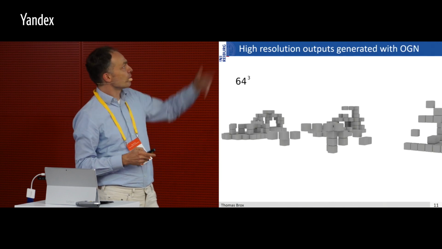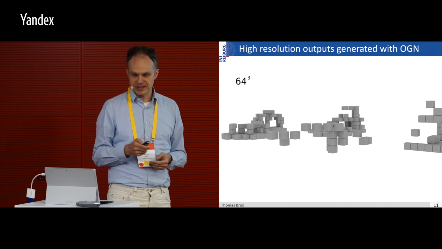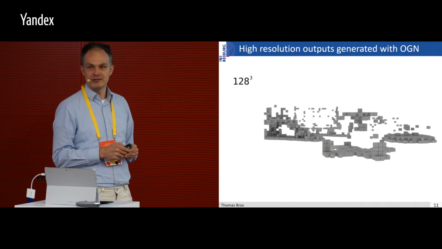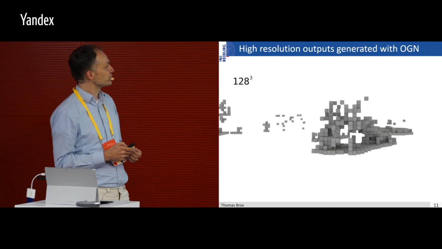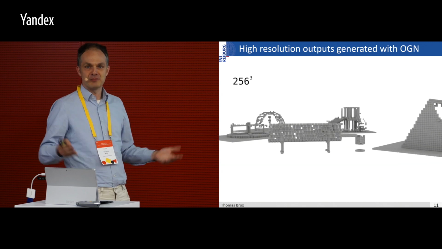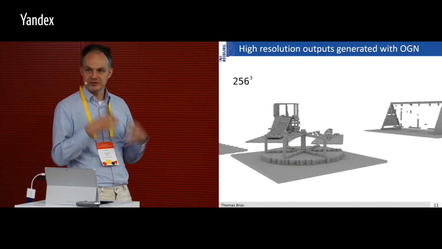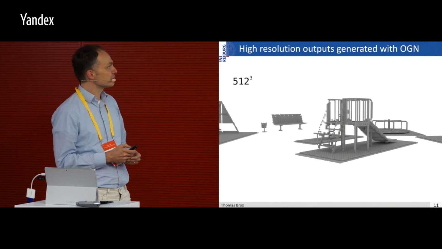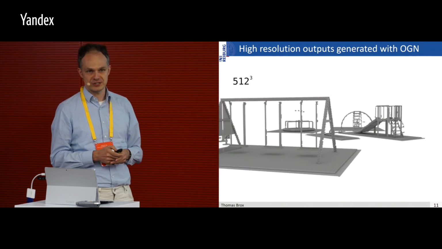And you can even go much higher. So this is now representing whole scenes. And you see if you represent them in 64 cube, then you don't see much. If you go to 128 cube, it's still not very good. So you need much higher resolutions if you want to explicitly represent shapes in whole scenes. With 512 cube, you can get a good representation.